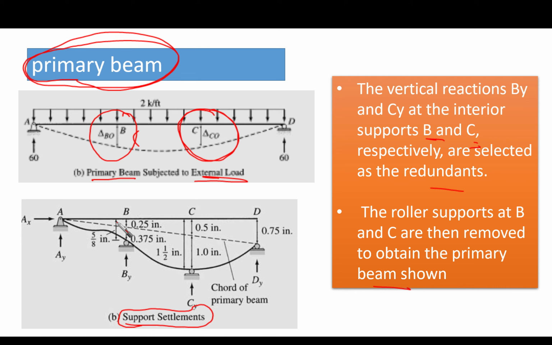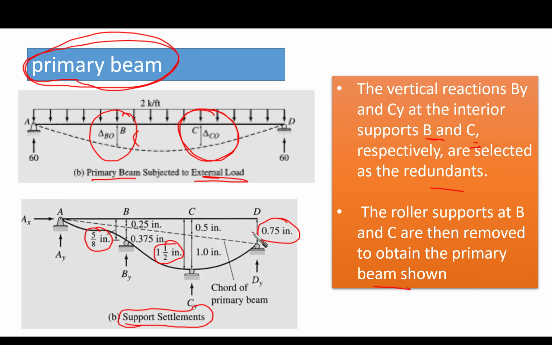I said that the total support settlement at point B is 5/8 inch. This is the total one, the absolute. And at point C, the absolute, if you remember, is 1.5 inch. And at point D, the absolute was 0.75 inch.